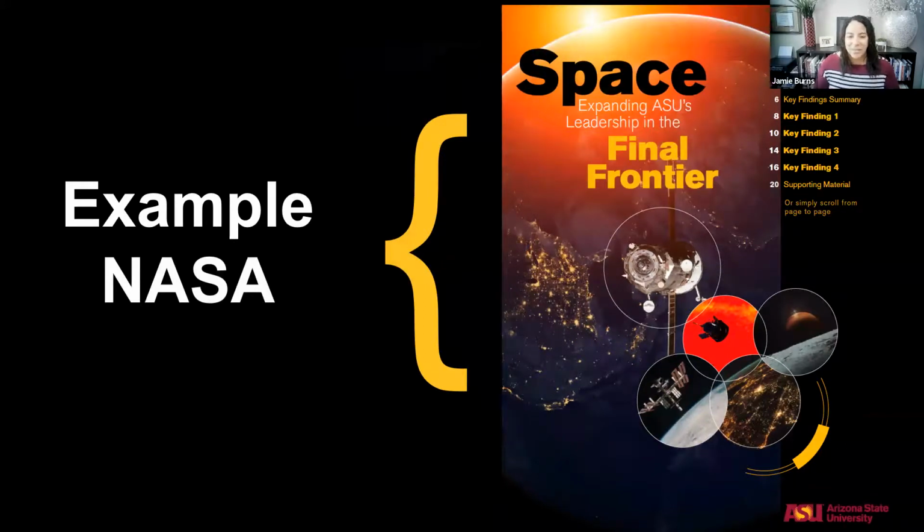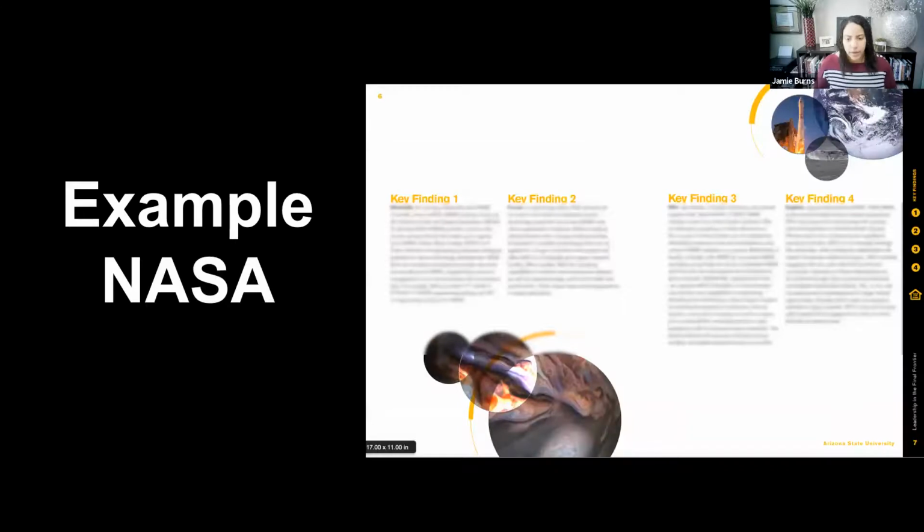This one was Space, Expanding ASU's Leadership in the Final Frontier, which really looked at how ASU can grow its NASA funding. We had, I think, 4 key takeaways. Yeah, so if you click next, we had 4 key findings. These key findings were a little bit different. They weren't necessarily focused on where NASA was particularly headed. That seemed to be really well understood at our institution. We, of course, had a bit about that because it's a sponsor analysis.